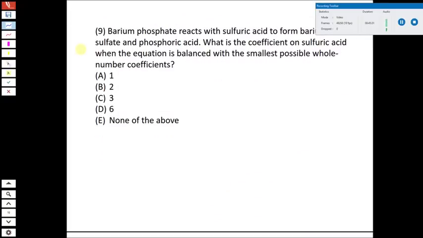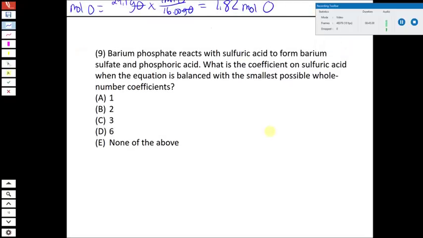All right, now we're dealing with balancing equations. So we have barium phosphate reacting with sulfuric acid to form barium sulfate and phosphoric acid. What is the coefficient on sulfuric acid when the equation is balanced with the smallest whole number coefficients? So there's going to be problems where you might have to do this, balance an equation and give something about the coefficients, or sometimes we'll do stoichiometry problems where you have to produce the chemical equation as part of the problem. So this is going to be an important skill set for us either way.